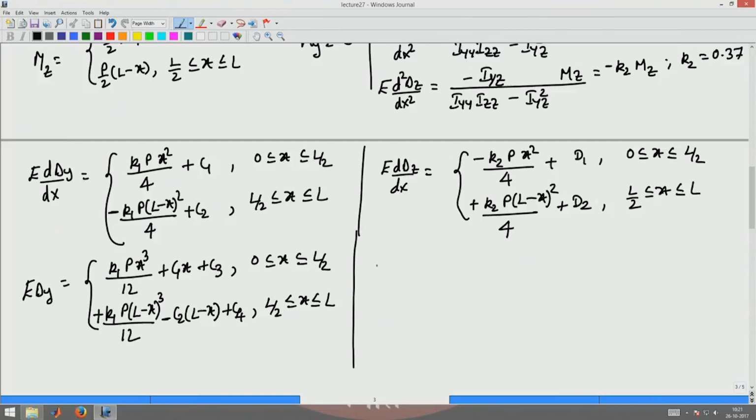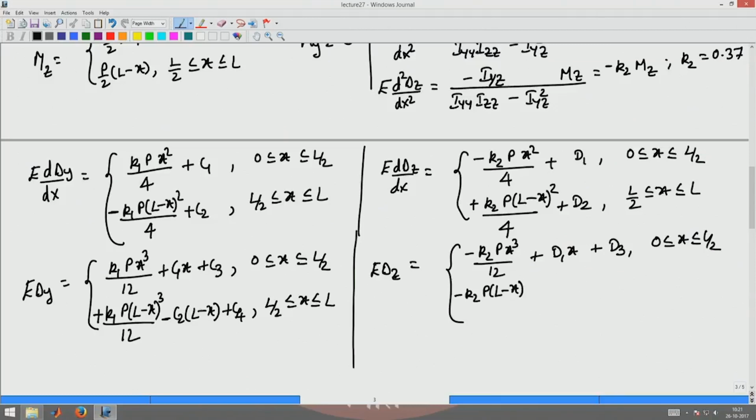Similarly, E times delta z is given by minus k2 P x cube by 12 plus d1 x plus d3 for 0 less than x less than L by 2, minus k2 P into L minus x cube by 12 plus, I do the same trick here, minus d2 into L minus x plus d4 for L by 2 less than x less than L.